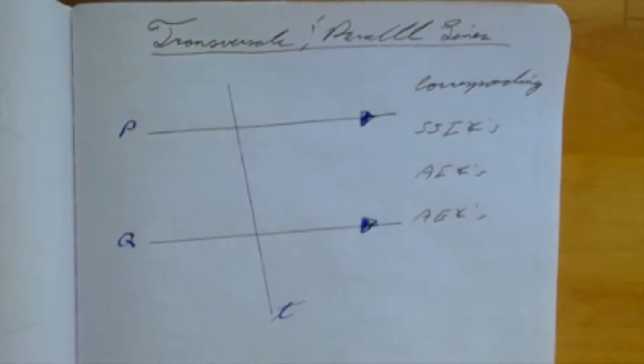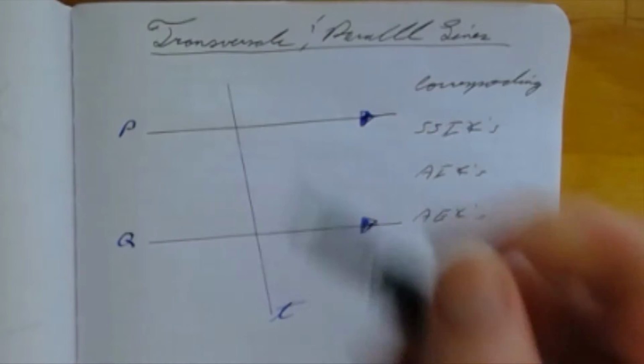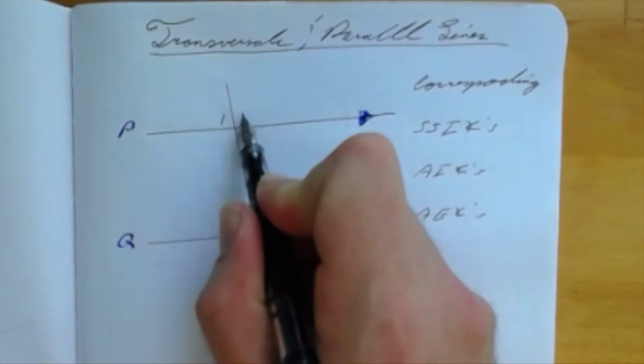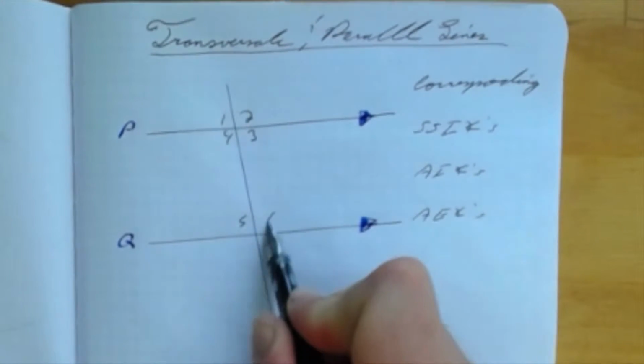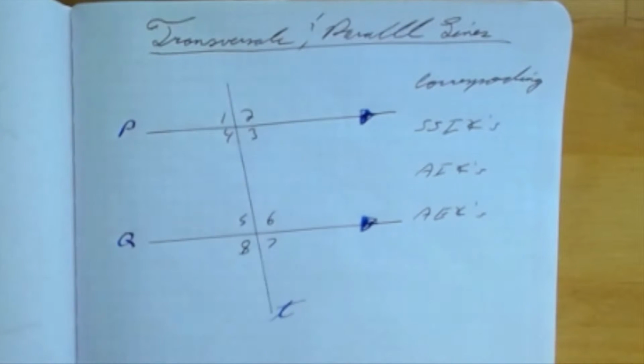What we need to do to be able to talk about some of these lines is we need to number their angles so that we have a way to talk about these. So I'm going to number the angles 1, 2, 3, 4, 5, 6, 7, 8.